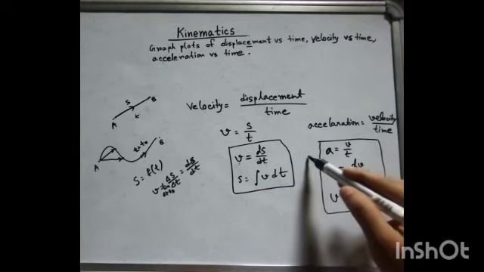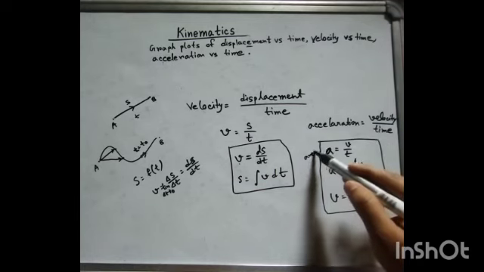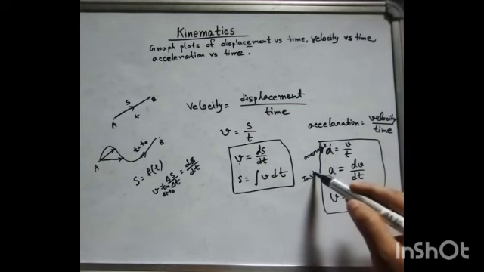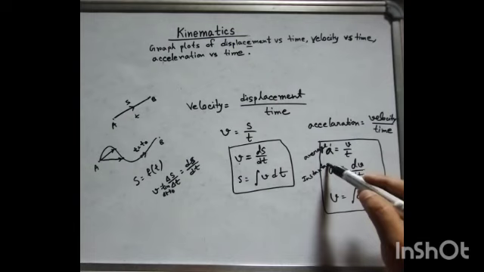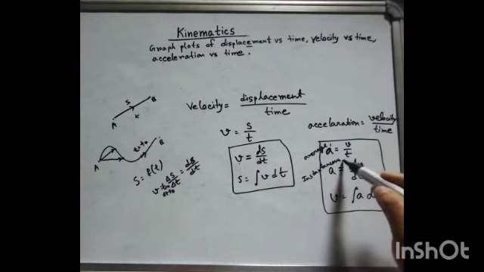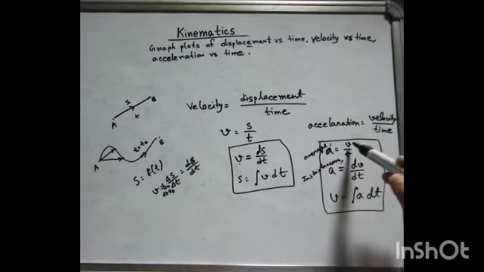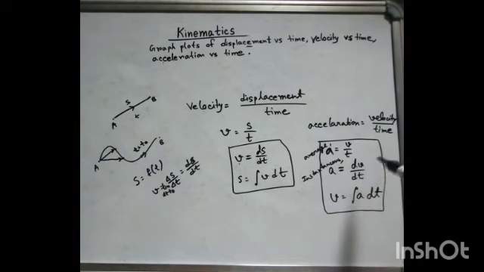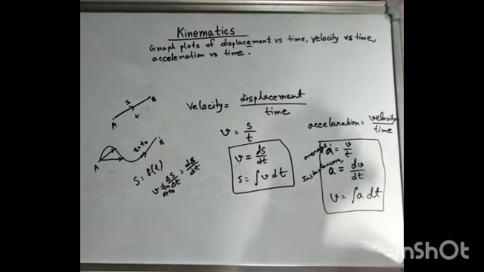So this is the average case and this is the instantaneous case. Suppose you are given a value of v and a value of t, then you will find acceleration just by dividing the value of velocity by the value of time. But if you are given velocity as a function of time, then you have to find d dt of v, then you will get acceleration.